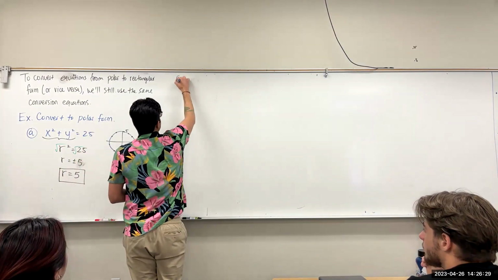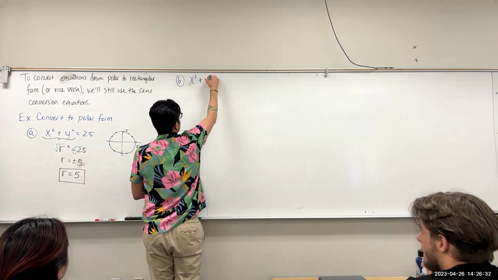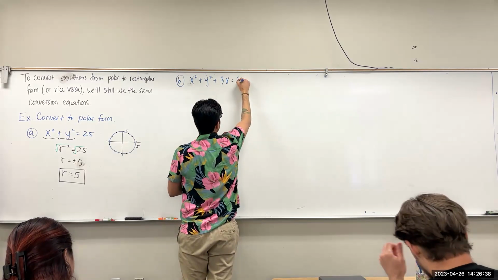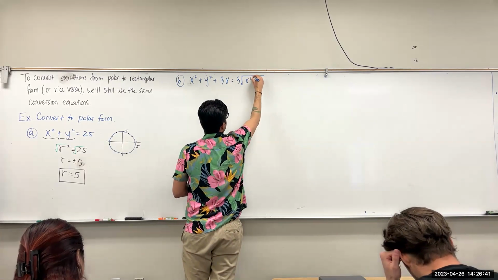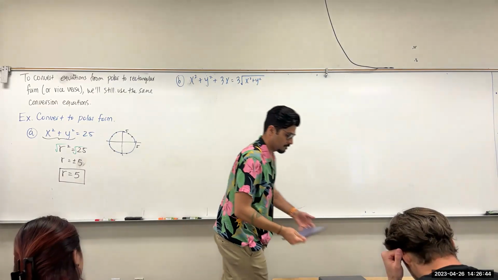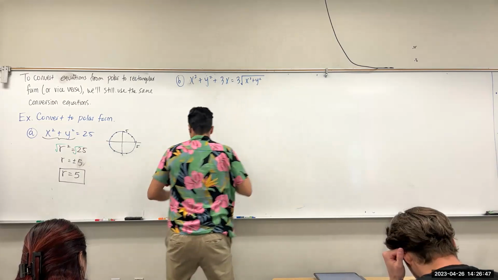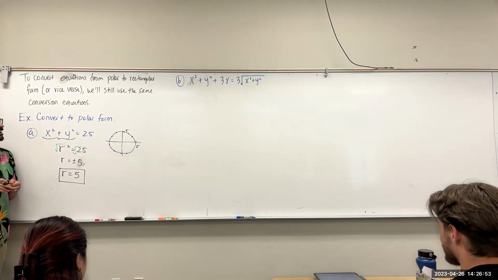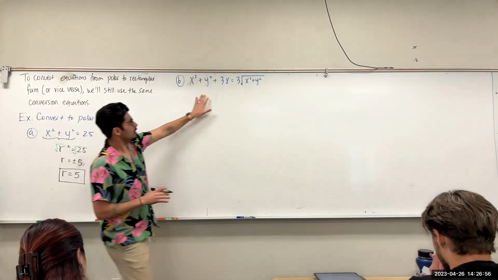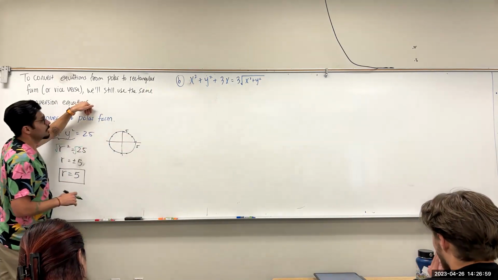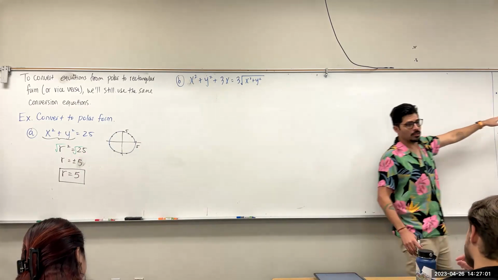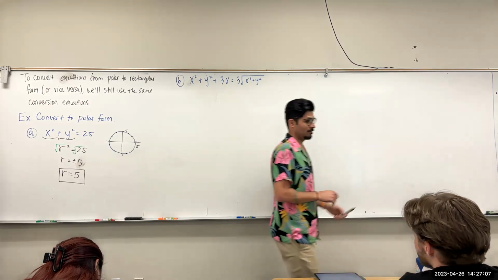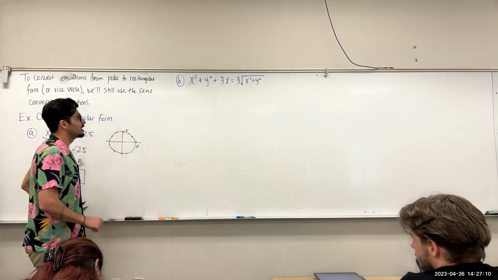All right, let's do the other one that was a little nastier. x squared plus y squared plus 3x equals 3 times the square root of x squared plus y squared. Look it up on that sheet. All right, so you're going to start here. I want to convert it into polar. So I want to be able to use these conversion equations as much as I can to get rid of all the x's and all the y's. I told you, it's getting nasty.